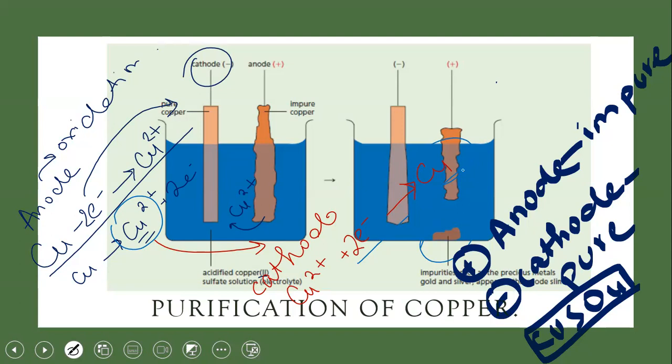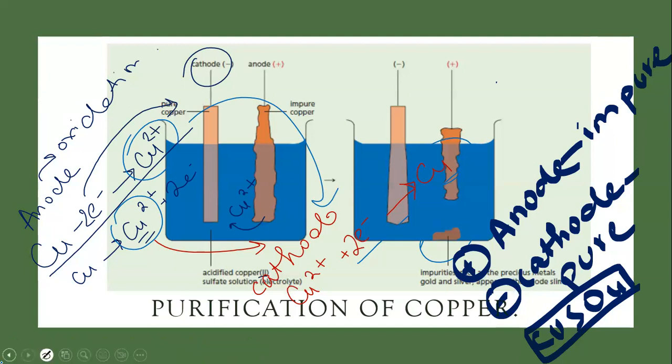So what's going to happen at the anode? What am I making? At the anode, I am making copper ions. Where are those copper ions going? Those copper ions are going to the cathode. What is happening at the cathode? The ions are going to turn to metal. Good job. Excellent. And what is the result going to be?